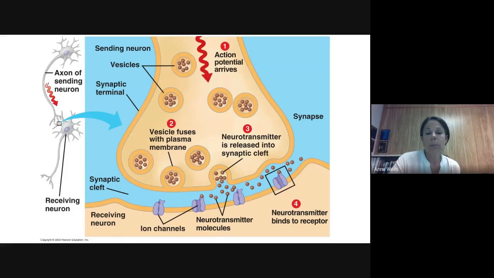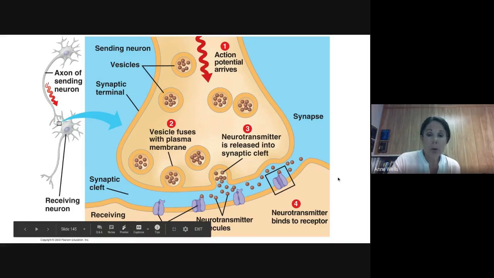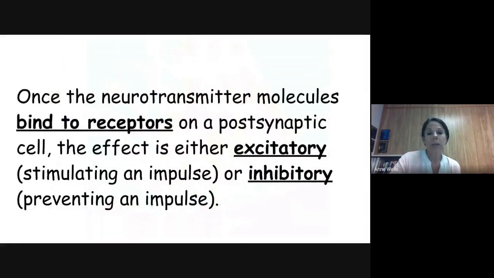Once the transmitter molecules bind to the receptors on the postsynaptic cell, the effect is either excitatory, that means it's stimulating an impulse, or inhibitory, which means it's preventing an impulse. Note number 26, how neurons communicate at chemical synapses.